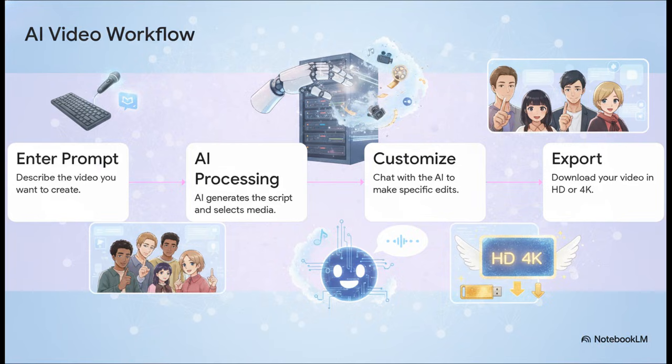The workflow is 4 super straightforward steps. Step 1, enter a detailed prompt. Step 2, AI processing, where the machine writes the script, picks the clips, adds the music, and records the voiceover. Step 3, review and customize, where you simply tell the AI to make specific edits. And Step 4, export your final piece in high definition. It's a completely streamlined process from start to finish.